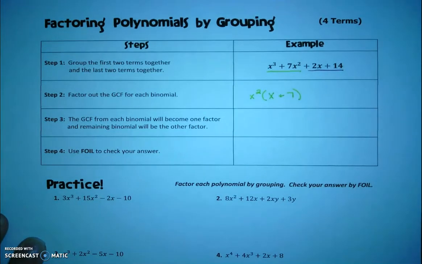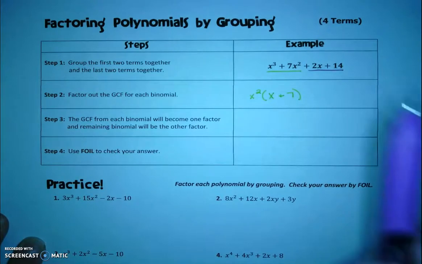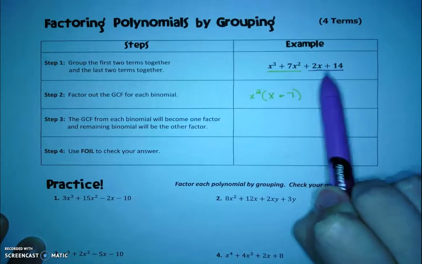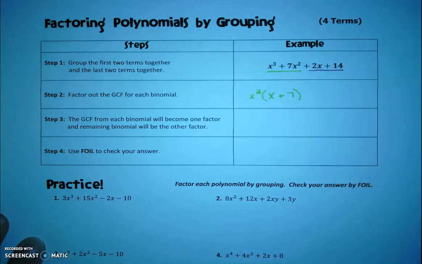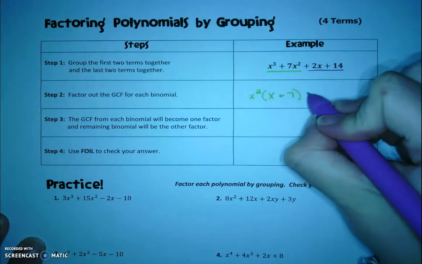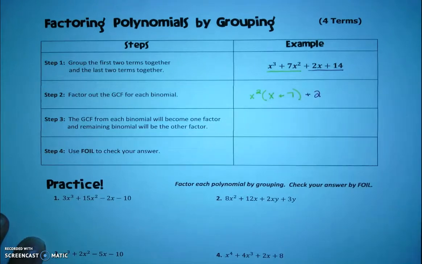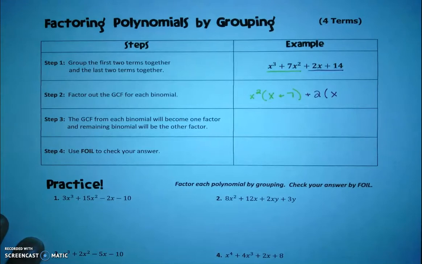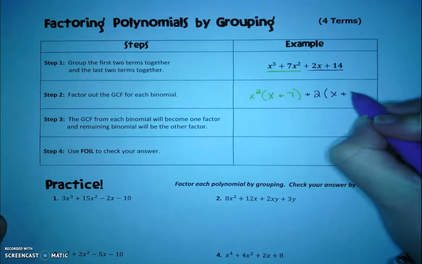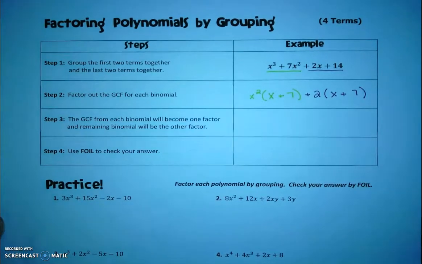So we just looked at the first 2 things together. Now we're going to do the same thing for the second 2. We're going to look at those 2 together and figure out that GCF. For this, we have 2x and we have 14. They are both positive numbers, so I know I can factor out a positive 2. When I do 2x divided by 2, that leaves me with x. When I do 14 divided by 2, that leaves me with positive 7.